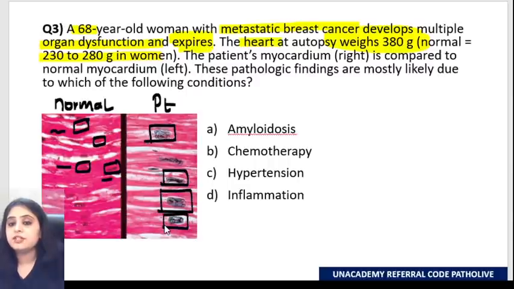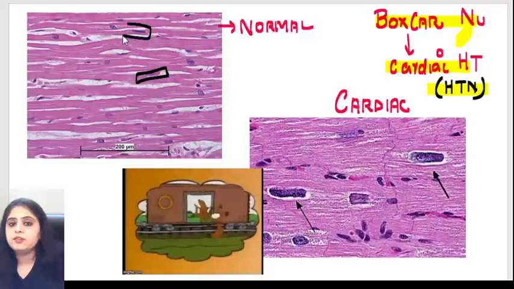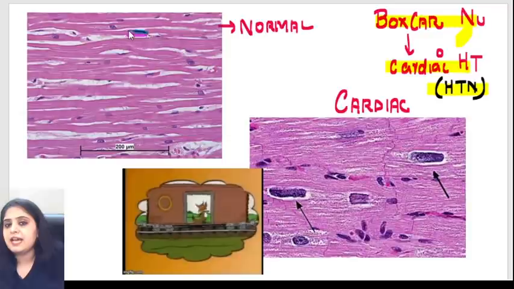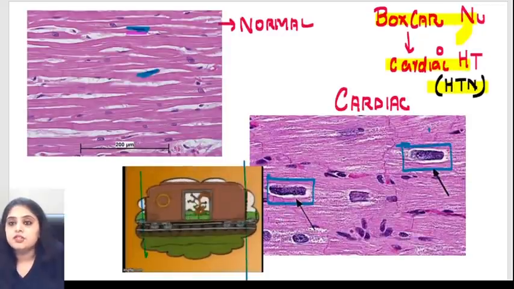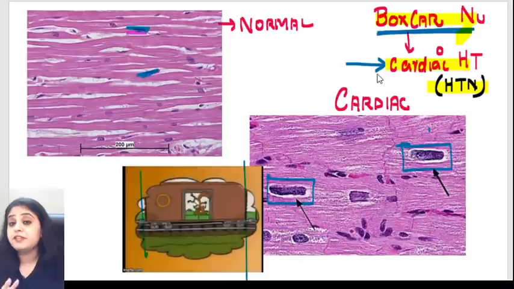So the nuclei have started looking like something known as, I'll draw it out again for you. See guys, initially in normal, the nuclei were extremely thin and flat, spindle like. However, here they've started looking thick and broad, just like a box car. That is what you call it, a box car nucleus, which you see in cardiac hypertrophy, and that is probably why the size and weight were also increased. Cardiac hypertrophy, one of the common causes is hypertension.